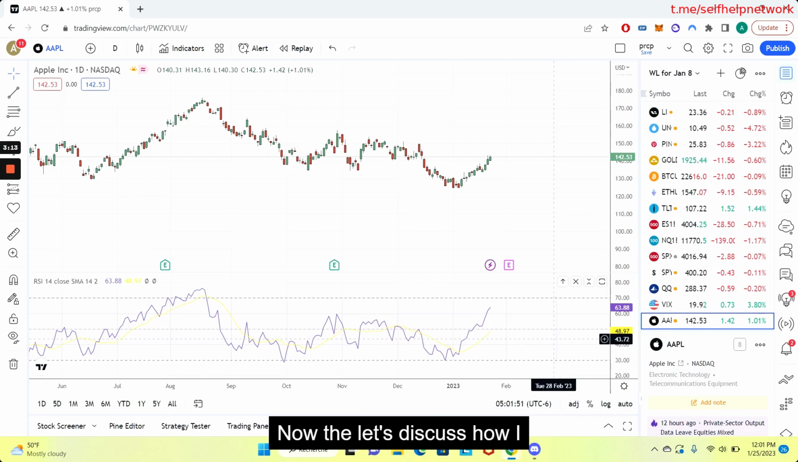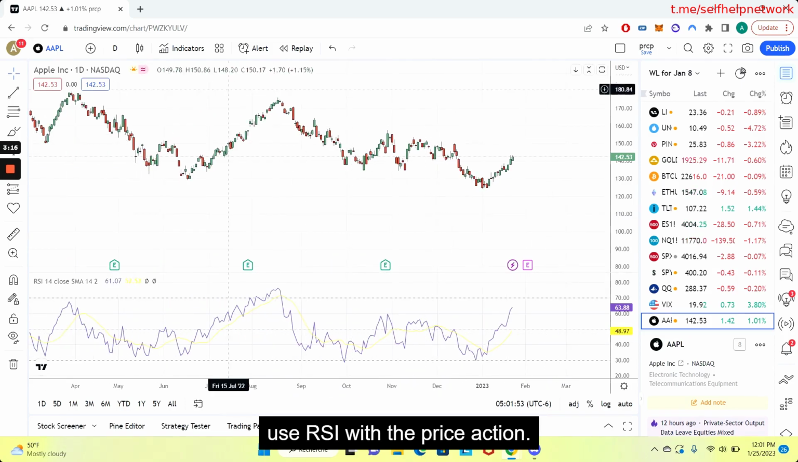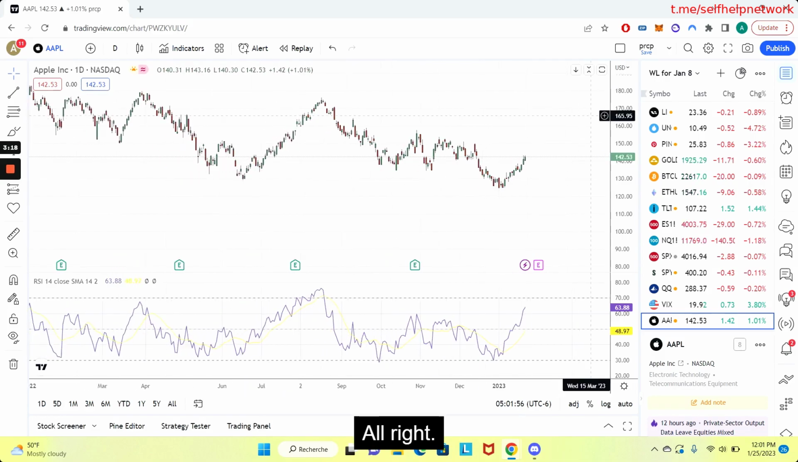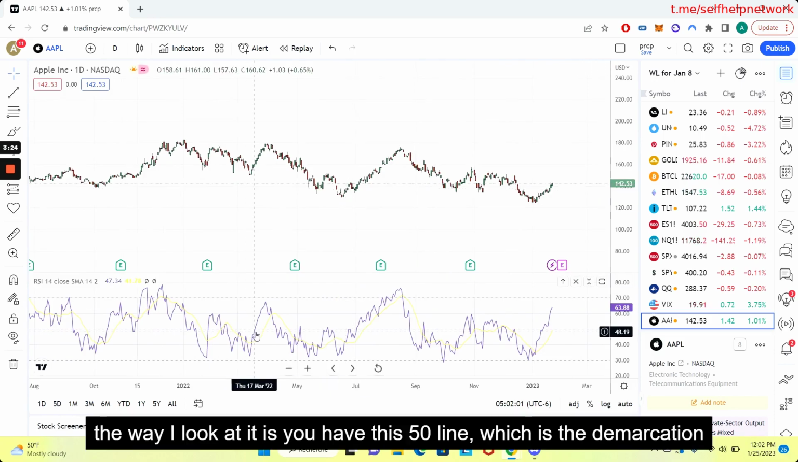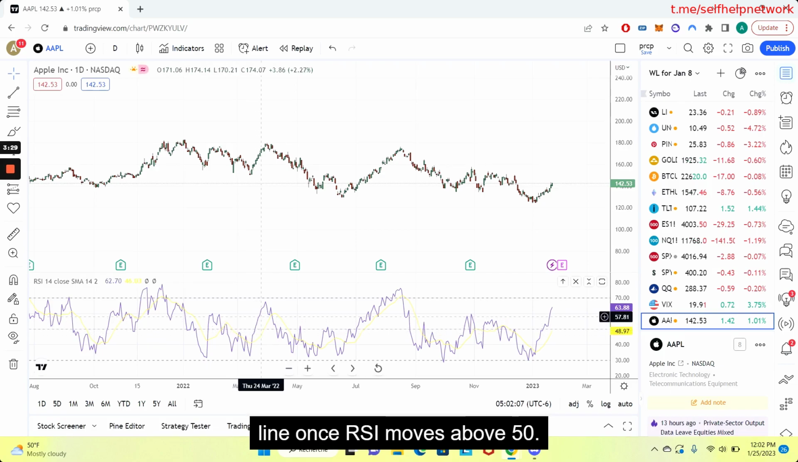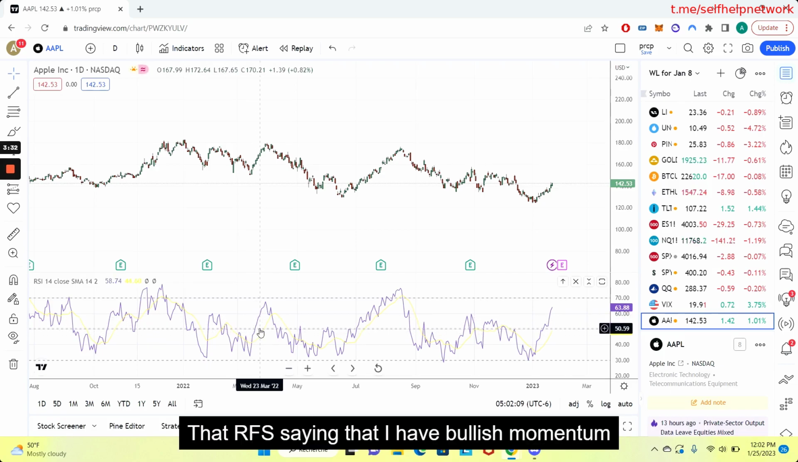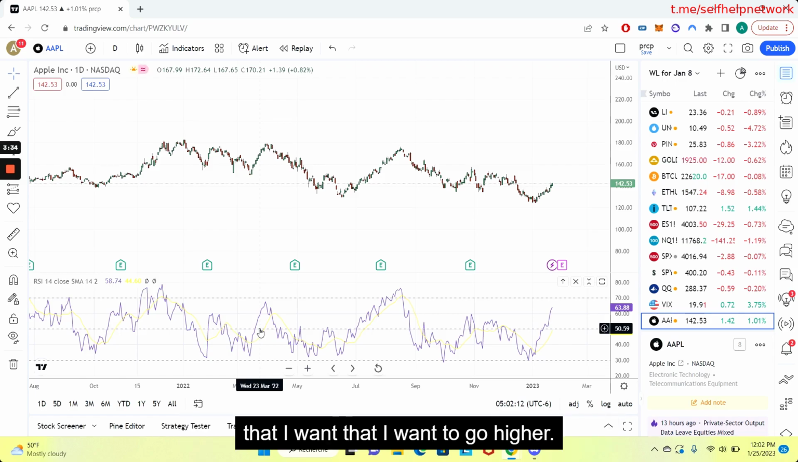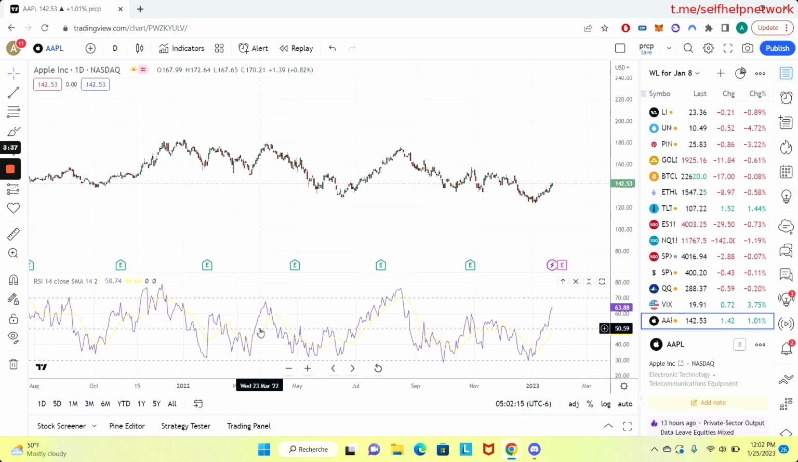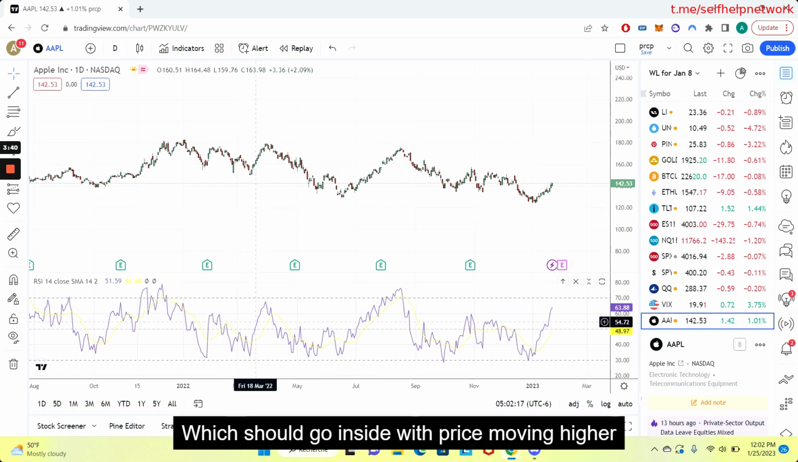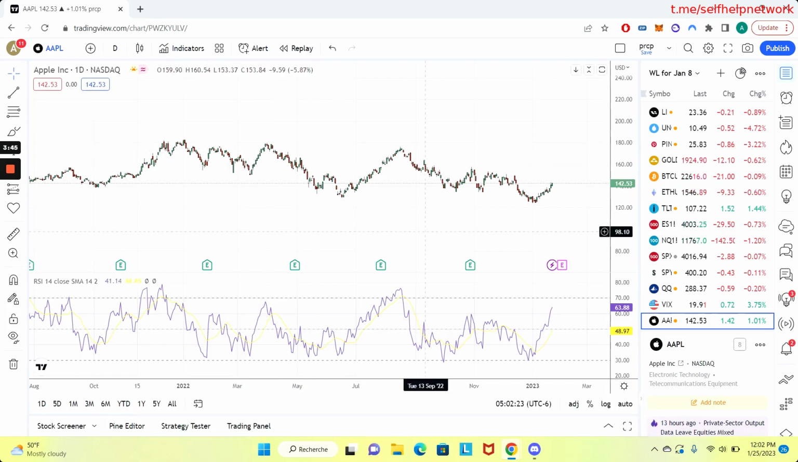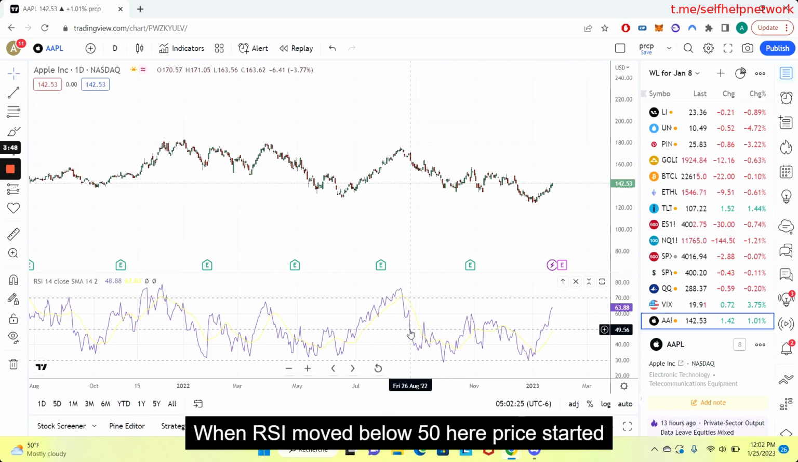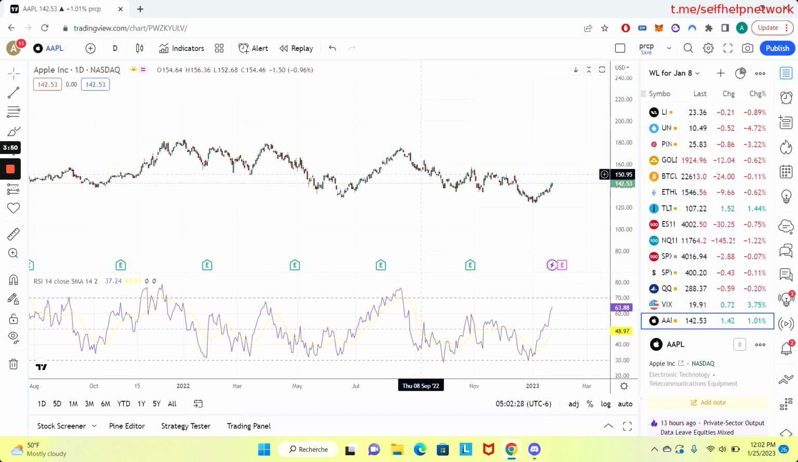Now, let's discuss how I use RSI with the price action. The way I look at it is you have this 50 line, which is the demarcation line. Once RSI moves above 50, that's RSI saying that I have bullish momentum, that I want to go higher, which should coincide with price moving higher. As you can see, when RSI moved above 50 here, price went up strongly. When RSI moved below 50 here, price started going down in a strong manner.